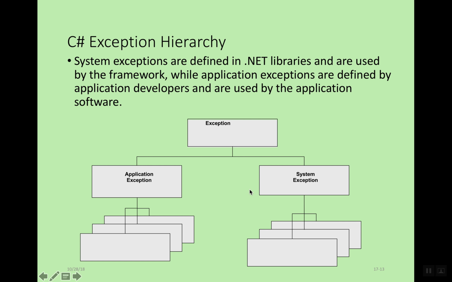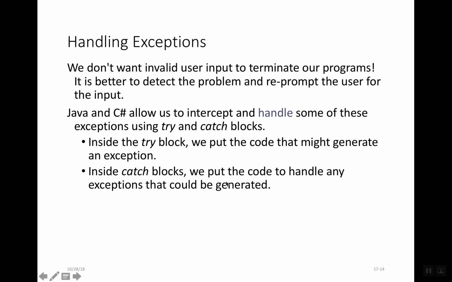In C Sharp there is a similar exception class hierarchy in the .NET libraries. For instance, this is Exception, and the next are ApplicationException and SystemException. There are more other subclasses.